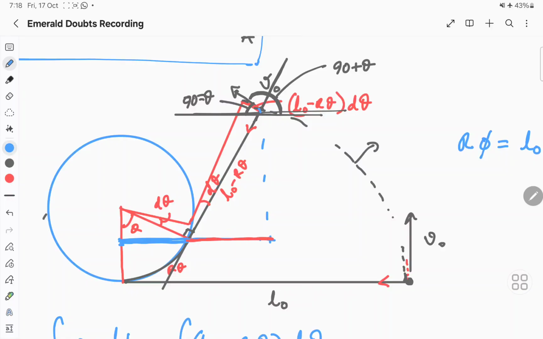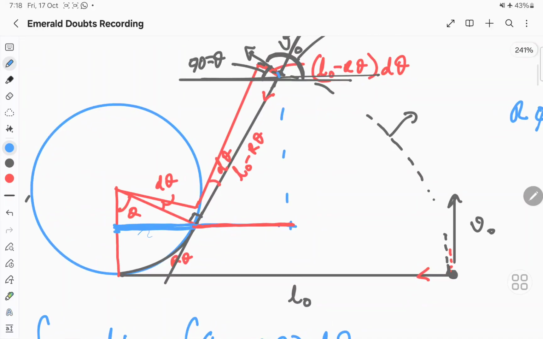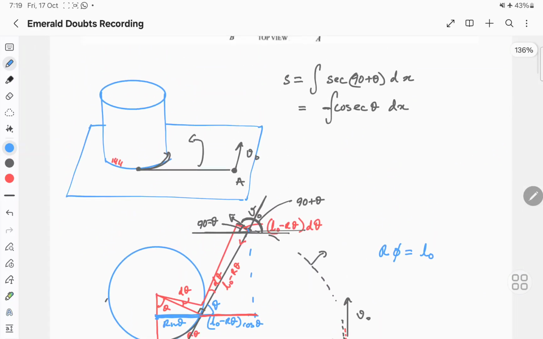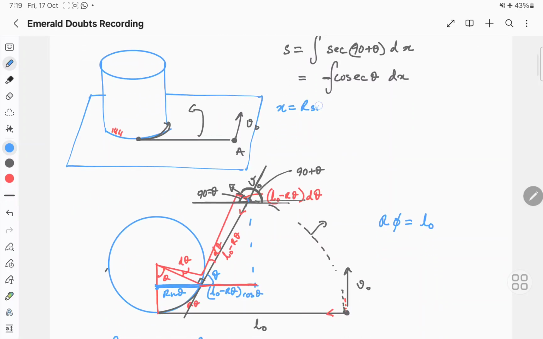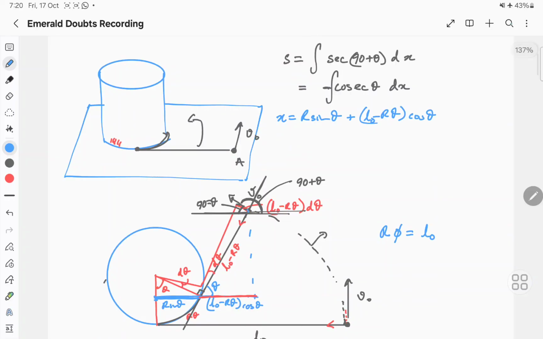So what is the blue length? The blue length is your r sine theta, and the red length, this angle was theta again, so it is L0 minus r theta into cos theta. Yeah, so I'll just write my x is equal to r sine theta plus L0 minus r theta into cos theta.